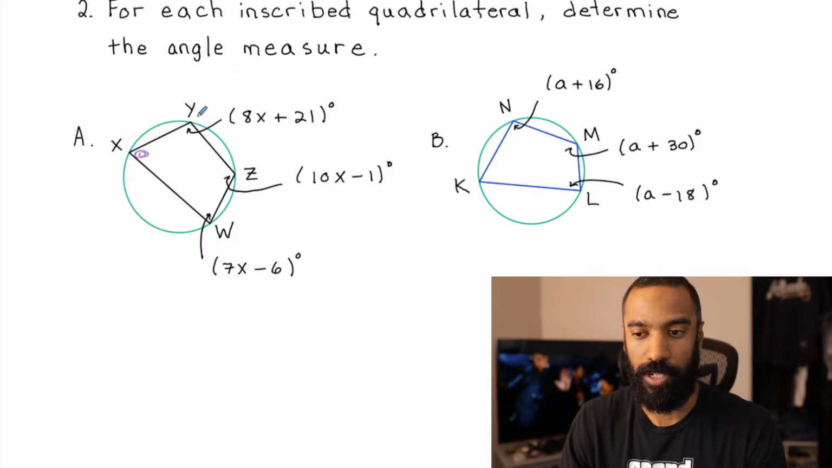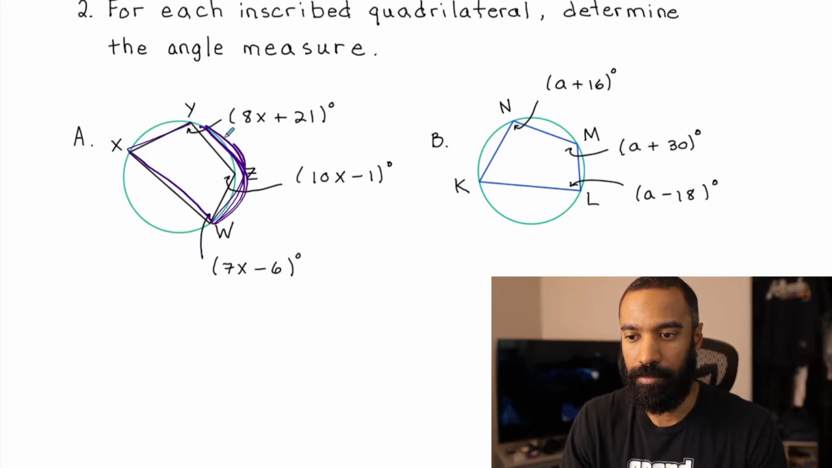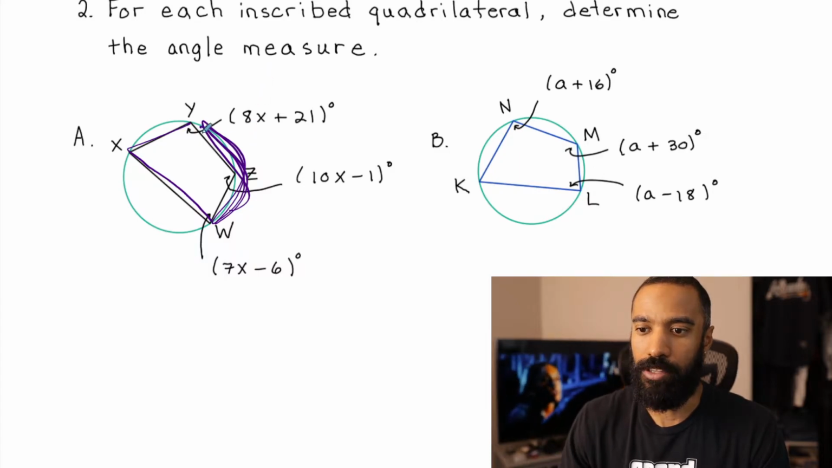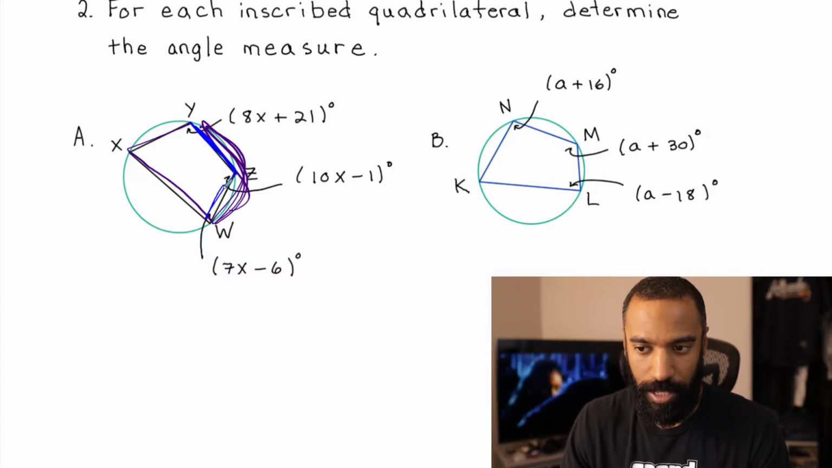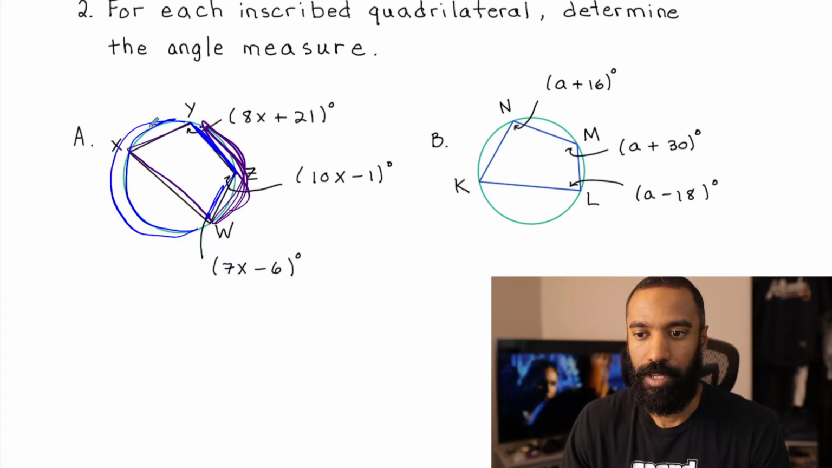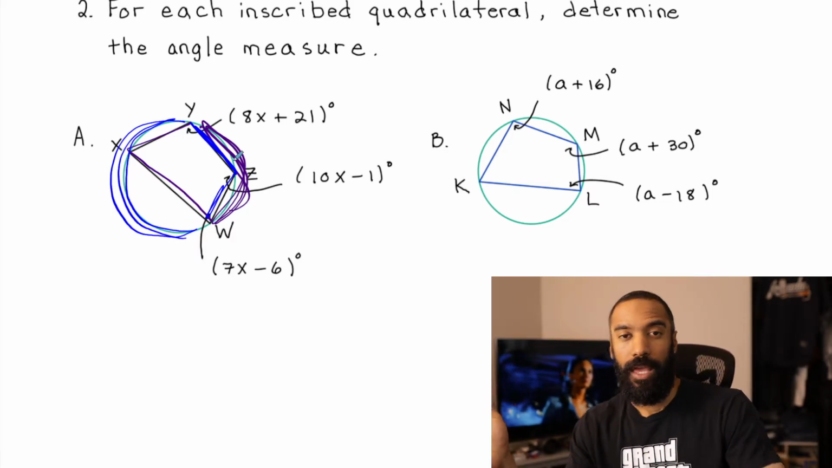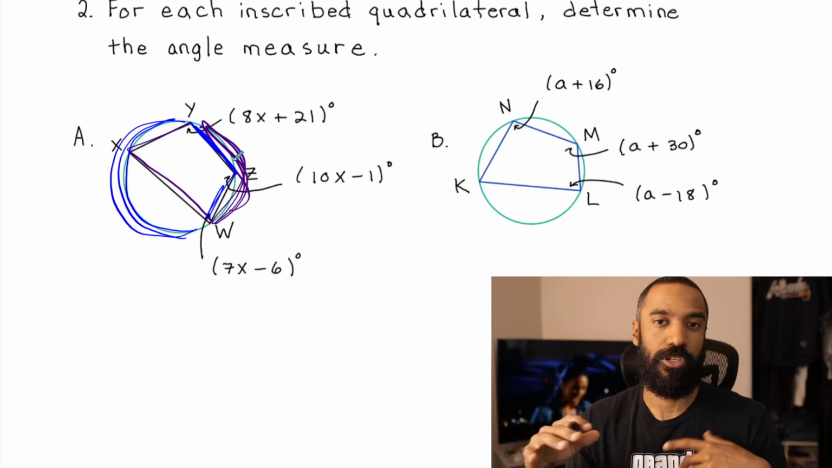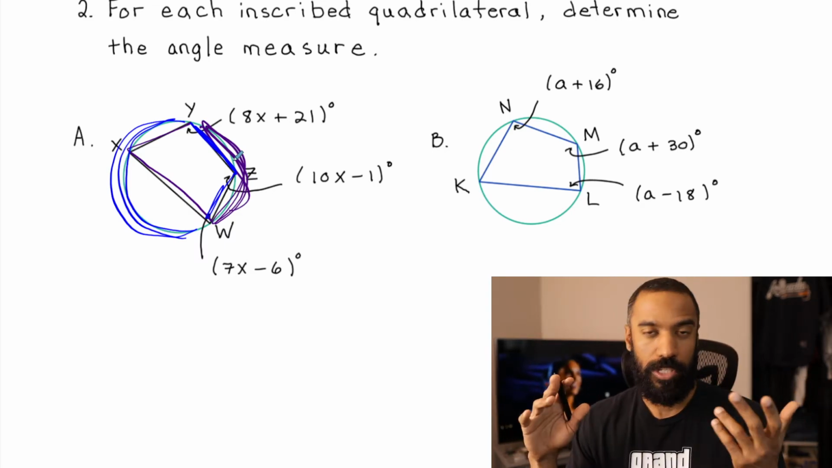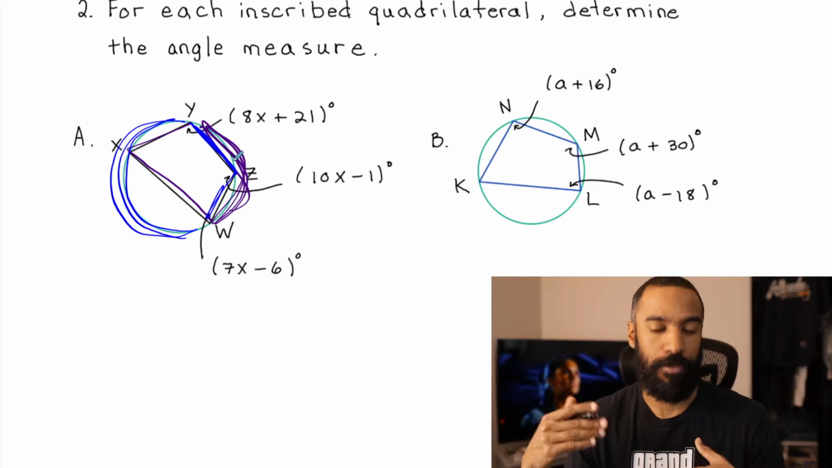For a very simple reason: this inscribed angle has this intercepted arc right here, and this inscribed angle has this intercepted arc right here. Together, the intercepted arcs add to 360 degrees. And if the inscribed angles are half the measures of their intercepted arcs, then those inscribed angles add to 180, half of 360.